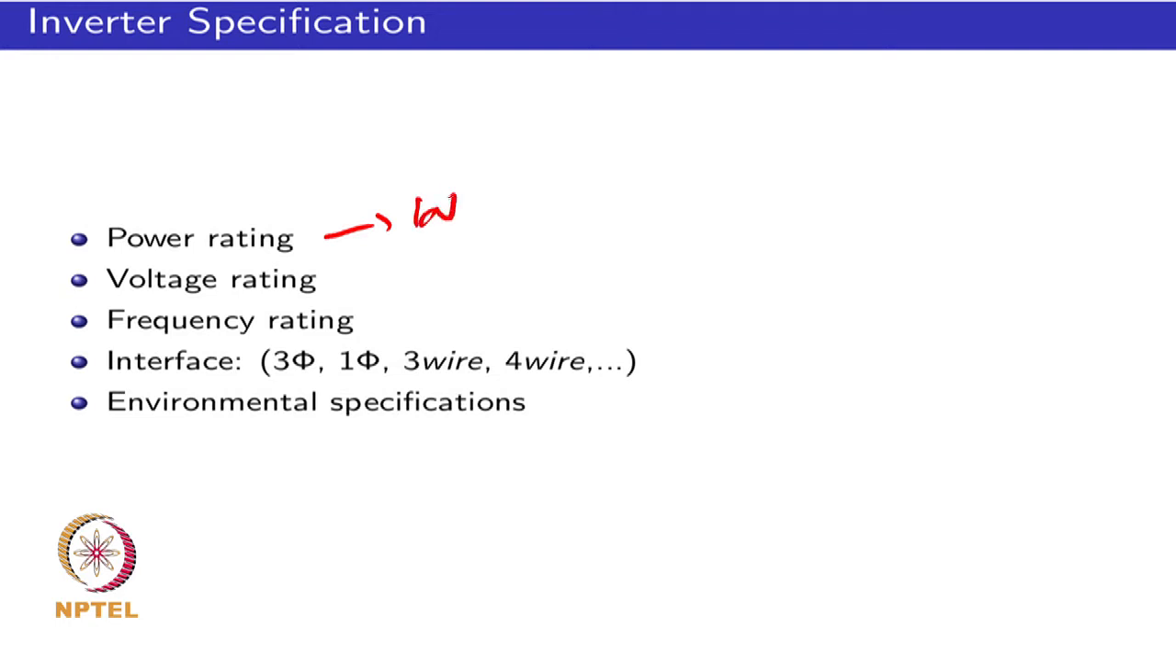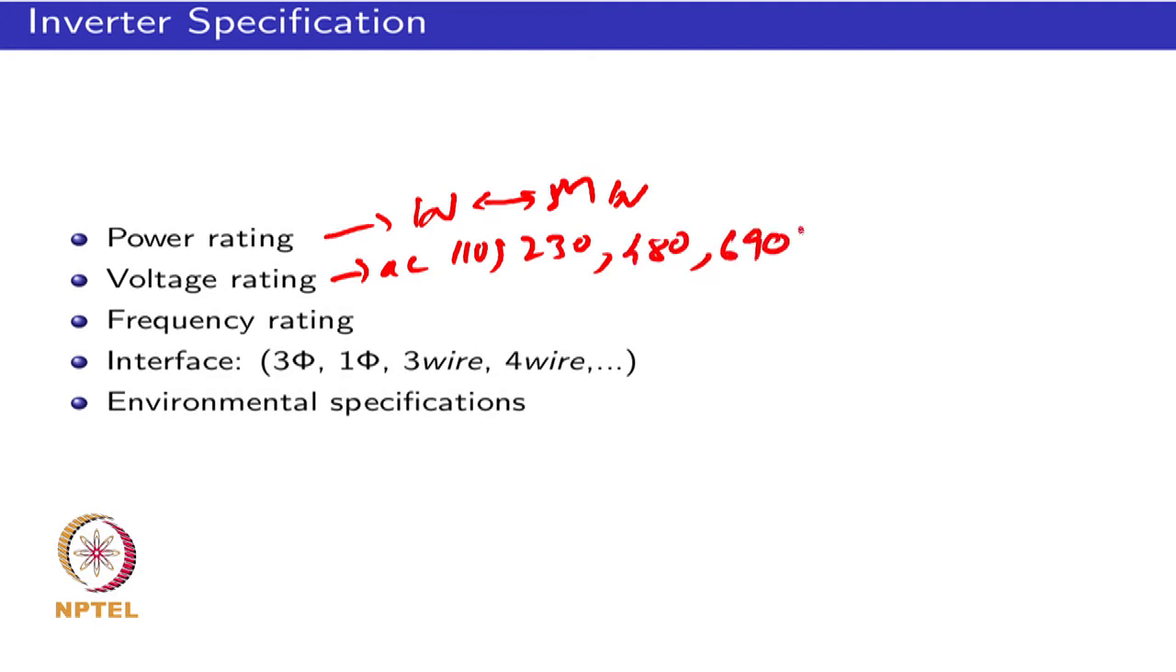Okay, so in terms of power rating, you are talking about a range of watts, could be even as large as megawatts depending on the application. And for voltage rating, you are talking about your AC voltage rating. So you are talking about 110, 230, 480 volts, 690, etc. All these voltages are below 1000 volts, so what is typically considered low voltage systems.